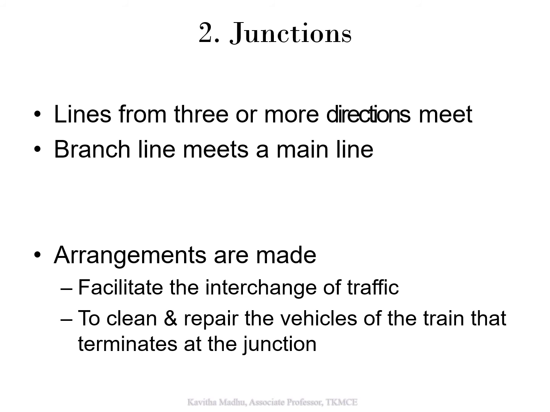The facilities that need to be provided at a junction include facilities for the interchange of traffic. That is, if a person coming from the Punalur side wants to go to the Kottayam side, we must provide adequate facility for those passengers. So facilitate the interchange of passengers, facilities to clean and repair the compartments of the train, and also facilities for goods sidings, engine sheds, turntable, etc.